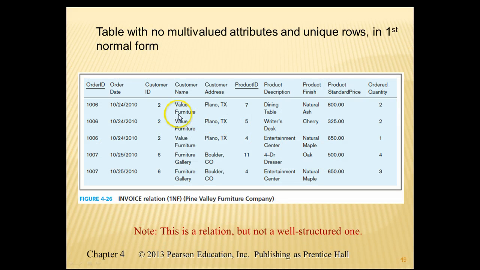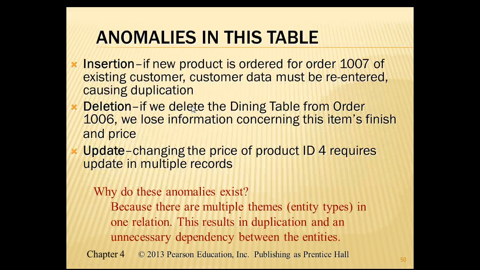So if we look at ID 4, we'll have to change this record and this record to make sure that everything is consistent. And again, those are some of the anomalies that can be experienced with this table. Though it's in first normal form, we still have some data anomalies that we have to contend with.